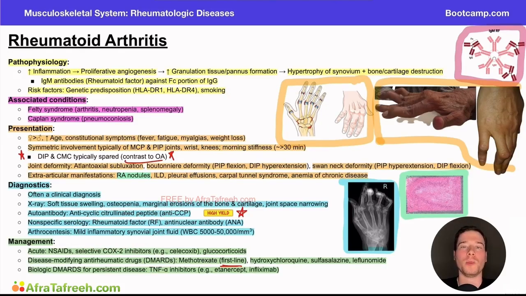We have to use the whole clinical picture. And this patient has very classic signs and symptoms as well as physical exam findings that would be indicative of rheumatoid arthritis, regardless of their rheumatoid factor antibody level.